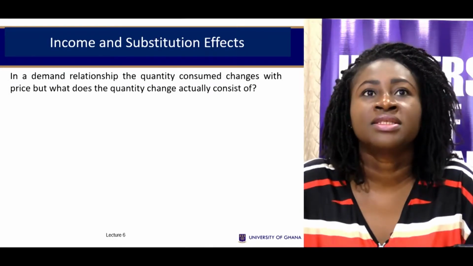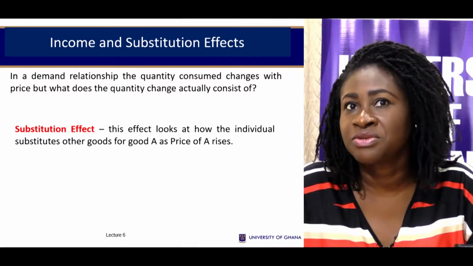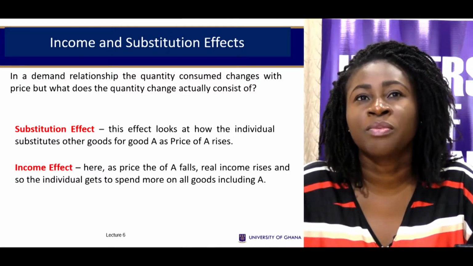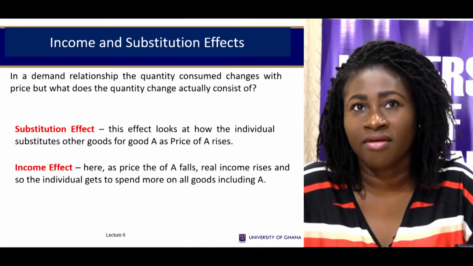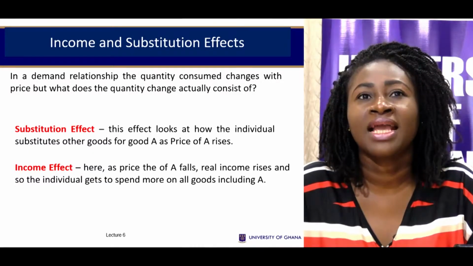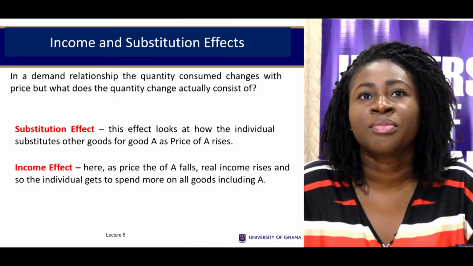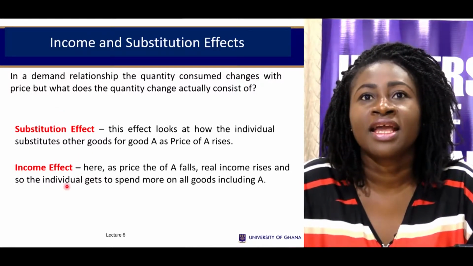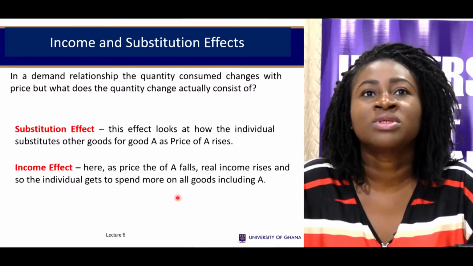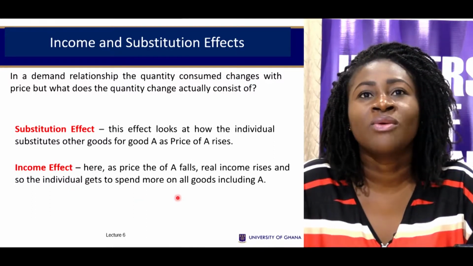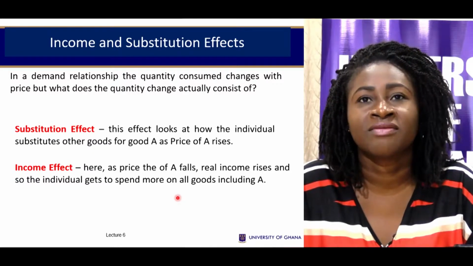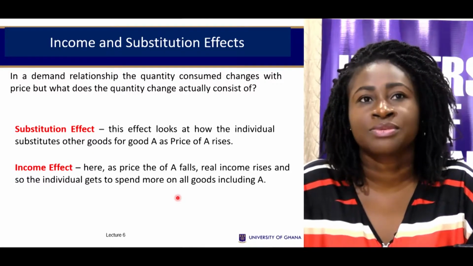In terms of income and substitution effect, we know that when the price of a commodity changes, people change their behavior, right? And what is behind this change in behavior? The principle behind it is substitution and income effect. With the substitution effect, when a good becomes expensive, what do you do? You buy other products instead of that product. So that's the substitution effect.